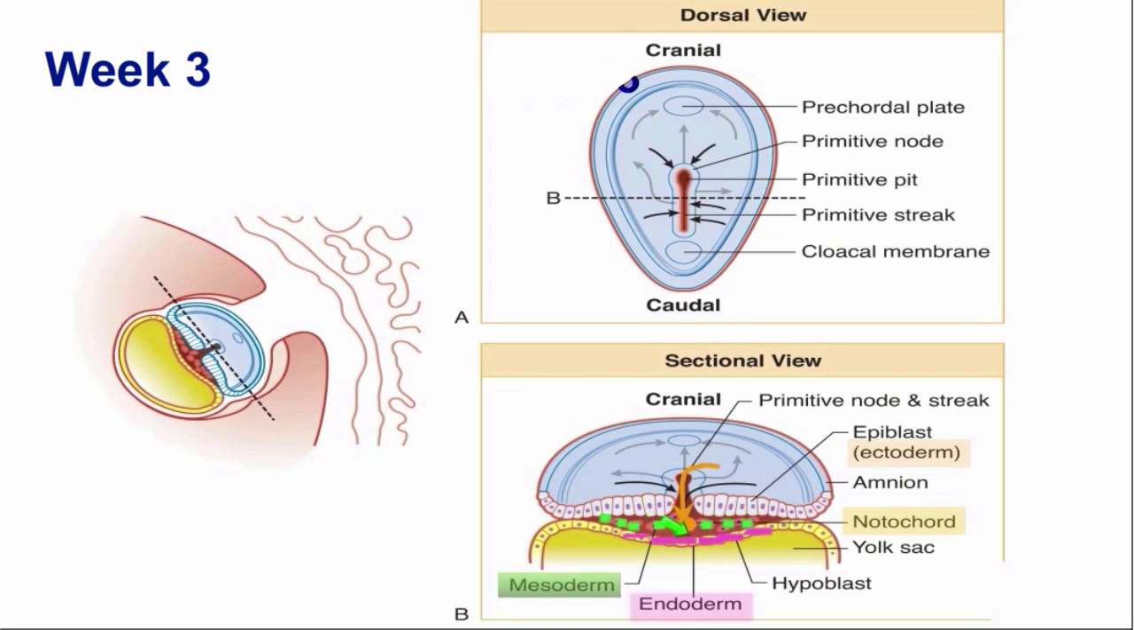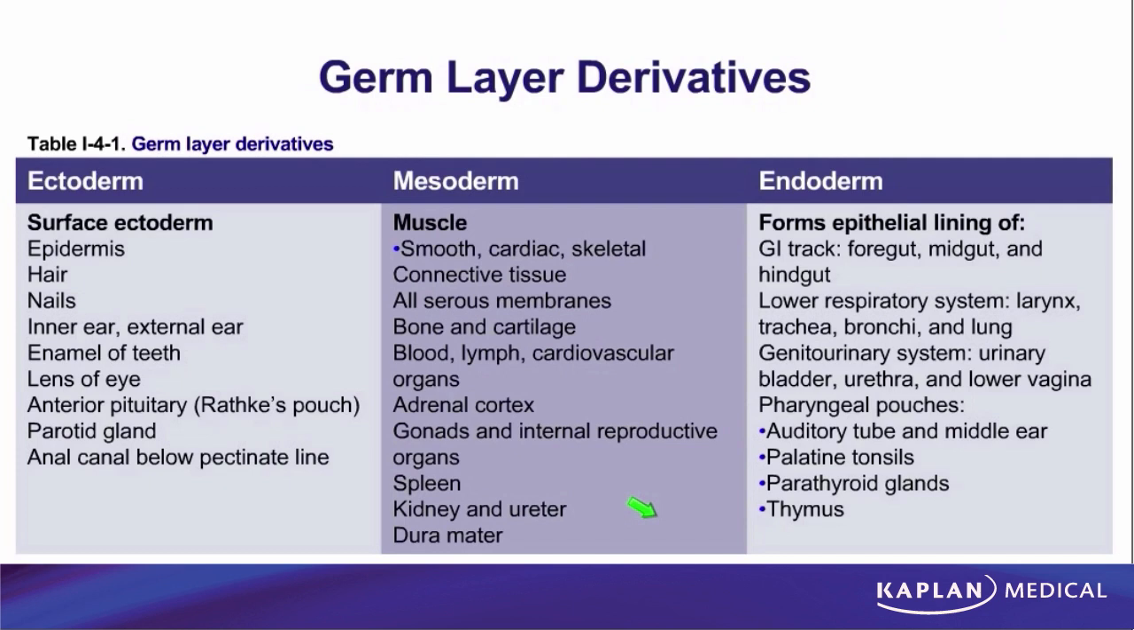Okay? But once that's finished, we don't have any use for it anymore, and what remains of it, basically as a vestige, is what becomes the nucleus pulposus of the intervertebral disc.